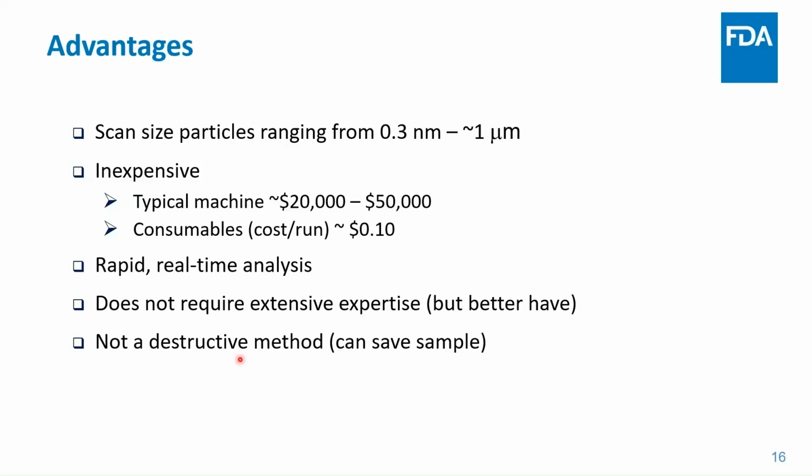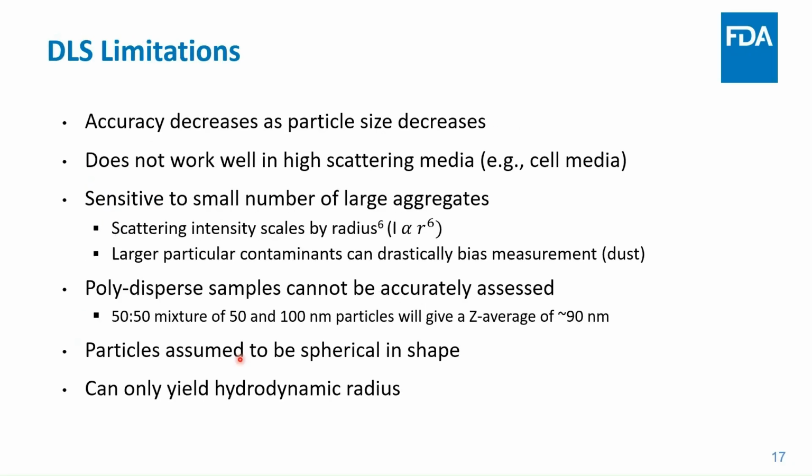There are some limitations. As the particle size decreases, you need more sample inside of the cuvette in order to get a proportional scattering intensity. And often the accuracy of the measurement decreases with decreasing particle size. It also doesn't work for things like cell media or samples with a ton of sugars in them, let's say, because the media tends to scatter a lot of light and you lose some signal from your particles.